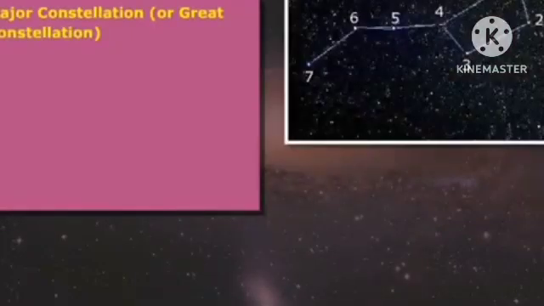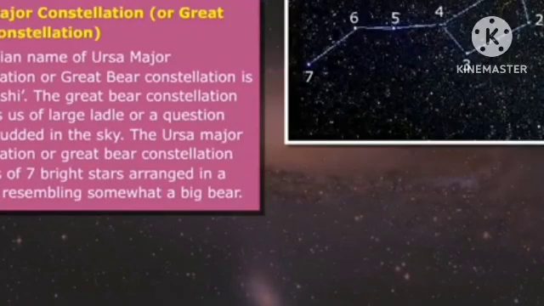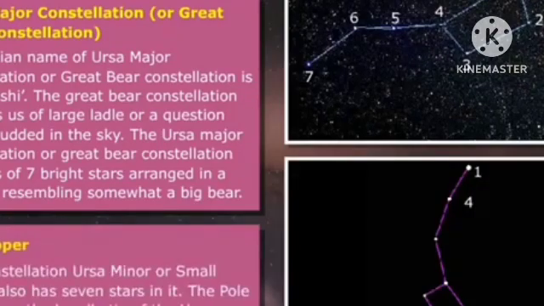Ursa Major Constellation or Great Bear Constellation. The Indian name of Ursa Major Constellation or Great Bear Constellation is Saptarishi. The Great Bear Constellation reminds us of a large ladle or a question mark studded in the sky. It consists of 7 bright stars arranged in a pattern resembling somewhat a big bear. The constellation Ursa Minor, or Small Dipper, also has 7 stars in it. The pole star forms the handle tip of the Ursa Minor.